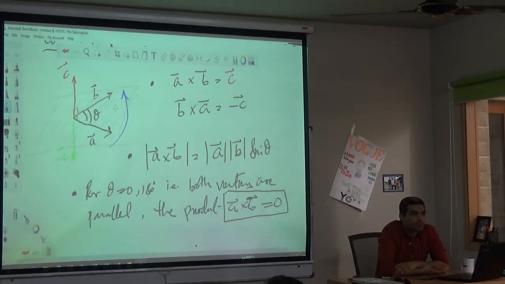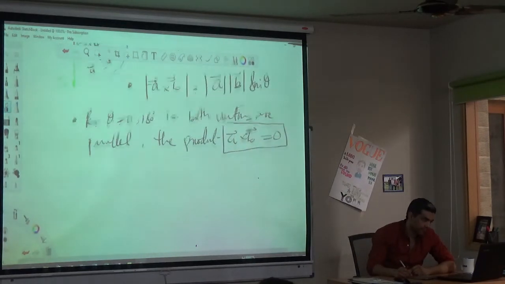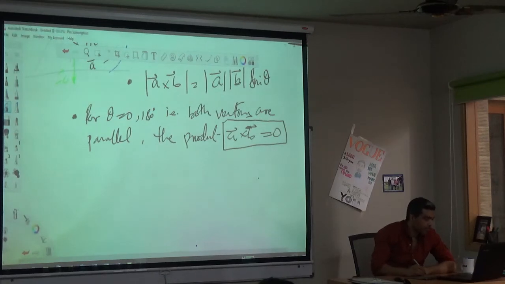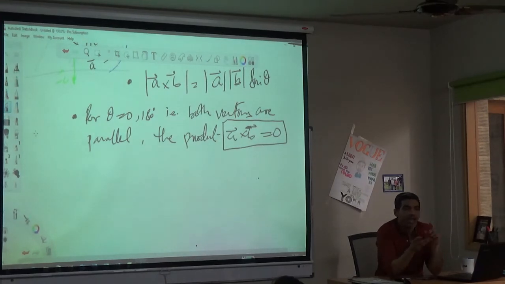Are we all good till here? Any questions? Okay. Now, if you remember, I dot I, J dot J and K dot K were all equal to 1. And the dot product of dissimilar unit vectors was 0. I dot J was 0, J dot K was 0, I dot K was 0. Why? Because they were all perpendicular to each other. That's why the dot product was 0.